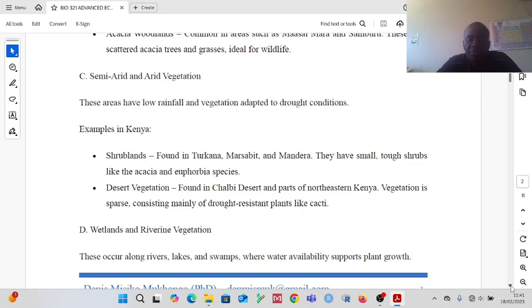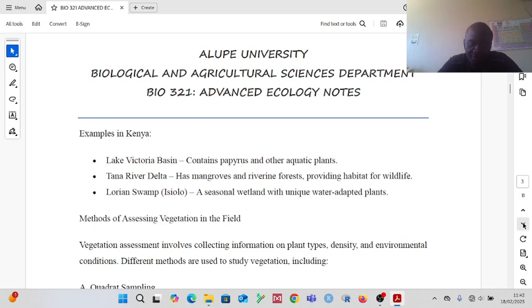One thing you notice is that they occur just on the edge of the rivers, the edge of the lakes, the edge of the swamps, which means there is water availability, which is supporting that plant growth. When you talk of the wetland and the riverine vegetation, you find it, for example, within the Lake Victoria Basin, and in the Tana River Delta, the mangroves. All that is important with the wetlands is that there is presence of water.